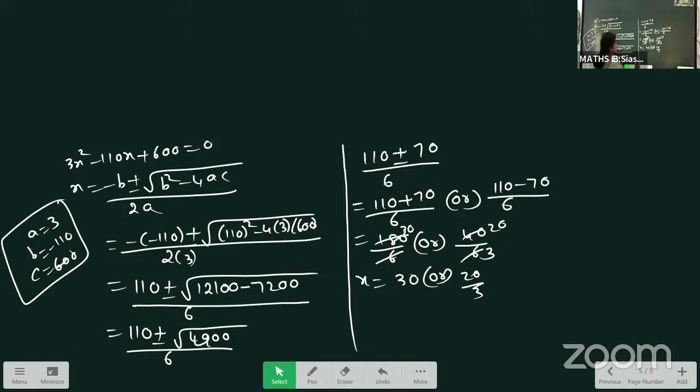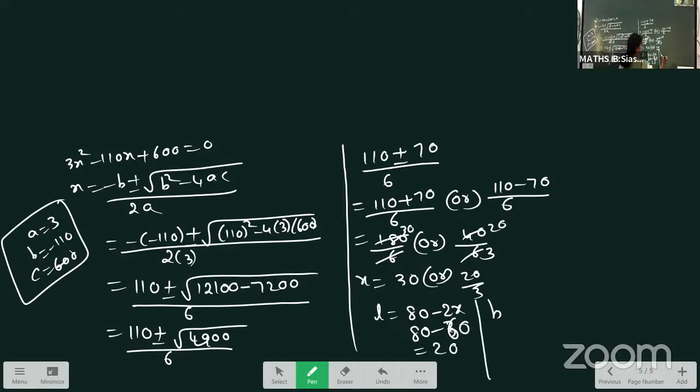Here we have length is equal to what? Length is equal to 80 minus 2x. If we substitute x is equal to 20, x is equal to 30, so length we are getting positive. So length we are getting 20. Then in the same way, substitute in breadth, b is equal to 30 minus 2x. If we substitute x is 30, 30 minus 60 it is minus 30. But length and breadth can never be negative. So here x cannot be 30. So what is x value? x is equal to 20 by 3.